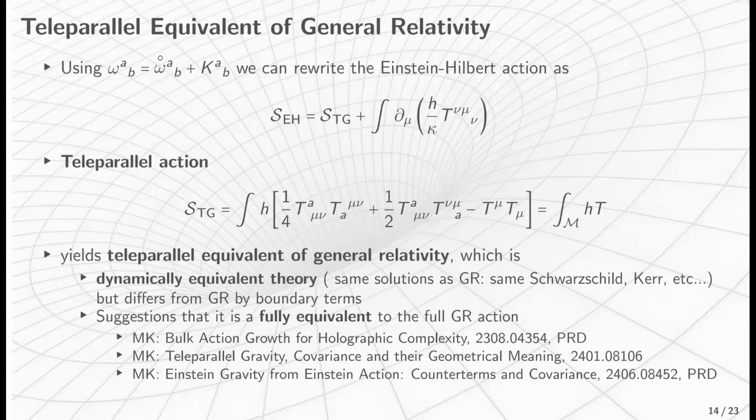And this is what people usually call, when you define such an action by this very specific combination of torsion tensors, the teleparallel equivalent of general relativity, which means that since this action, according to this equation here, is equivalent to Einstein-Hilbert up to some total derivative term, it is dynamically equivalent to general relativity. It has the same solutions as GR, same Schwarzschild, same Kerr, whatever. But there is some difference. Usually people say that there is a difference from general relativity.